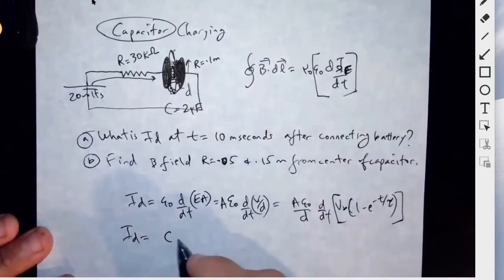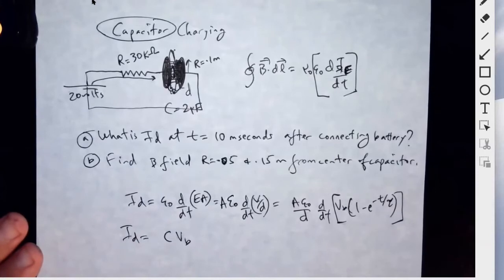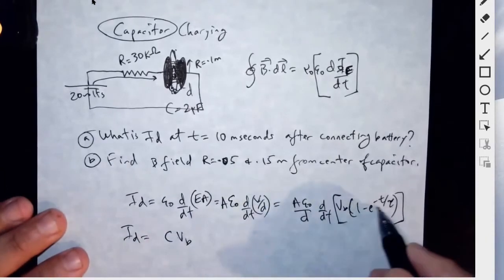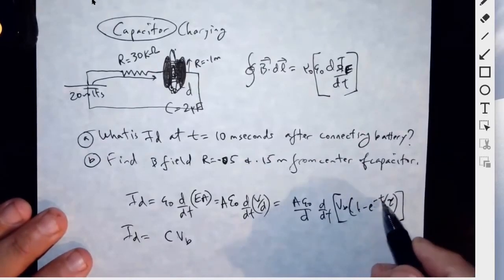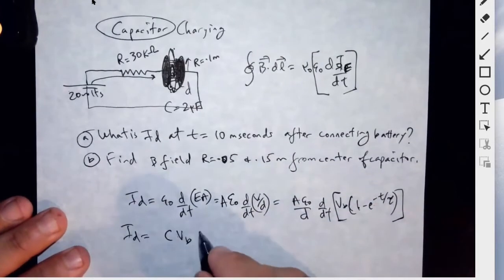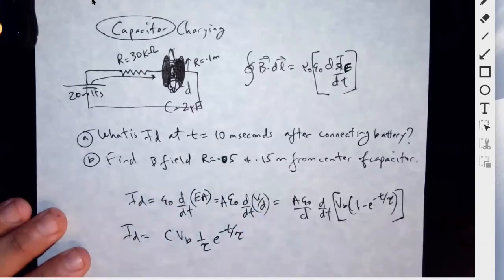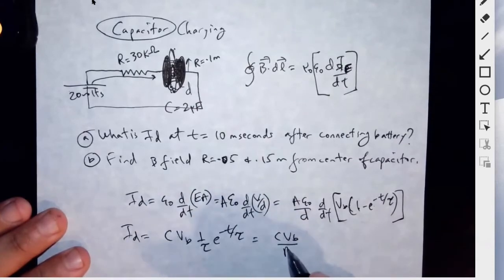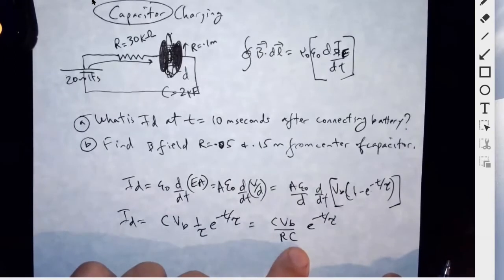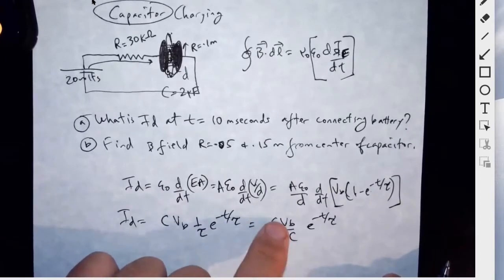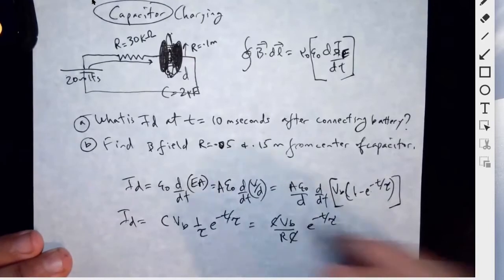C, VB will come out, CVB, right? And now the derivative of this is going to come out what? The derivative of 1 is 0, and the negative 1 over tau will come out. So 1 over tau, e to the minus t over tau, times CVB, and then tau is just equal to RC. The time constant of the RC circuit is just RC. So the C also cancels again. So a lot of things just canceled.